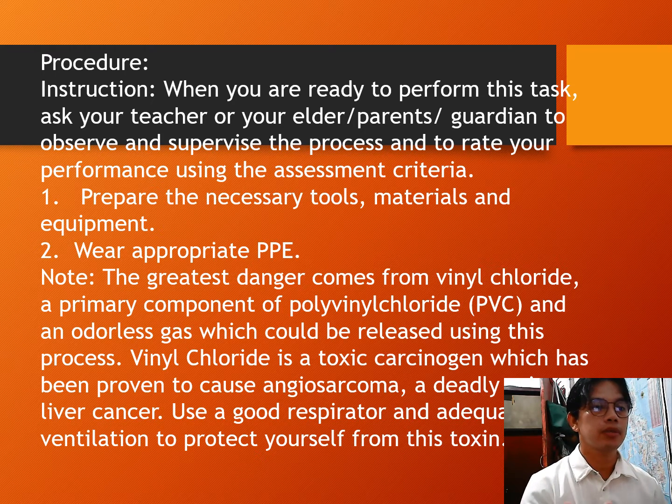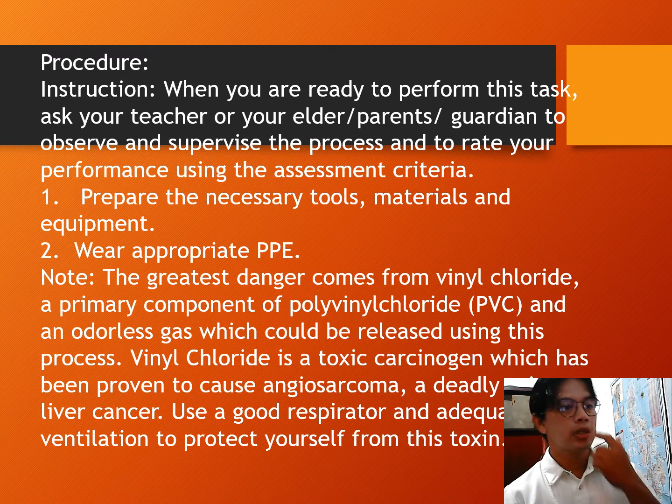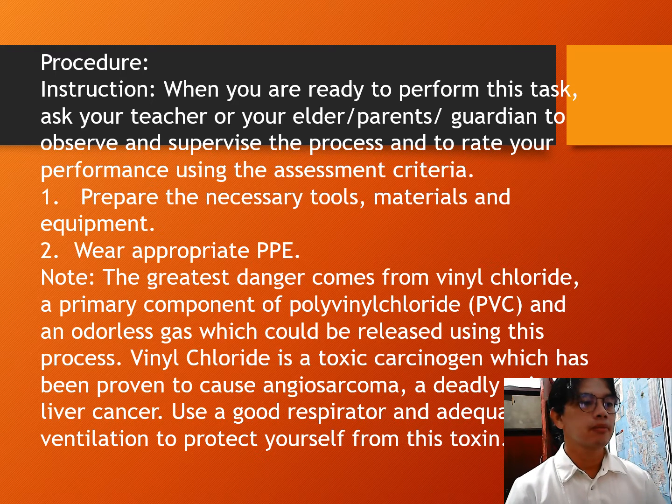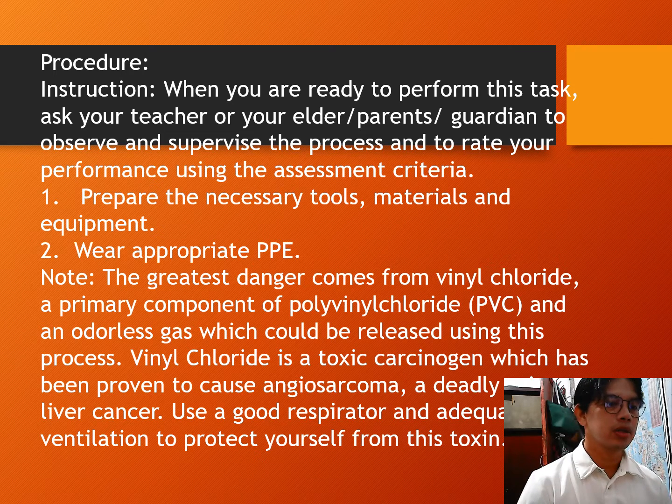As I have said earlier, the primary component of PVC is vinyl chloride, an odorless gas which should be released using the process. Vinyl chloride is a toxic carcinogen. It has been proven to cause angiosarcoma, so it is a deadly substance that can cause liver cancer. Use a good respirator and adequate ventilation to protect yourself from this toxin. Always do the safety procedure before you perform the task.